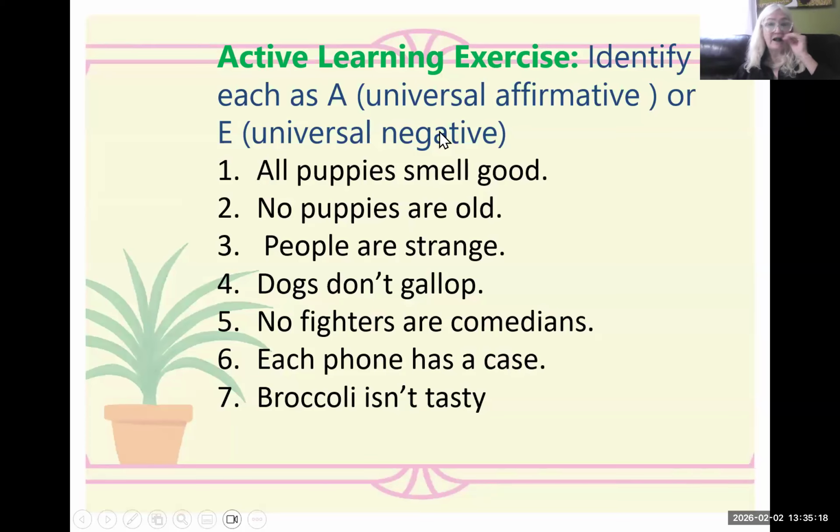So I want you to identify as A or E the following sentences. All puppies smell good. No puppies are old. People are strange. Dogs don't gallop. No fighters are comedians. Each phone has a case. And finally, broccoli isn't tasty.